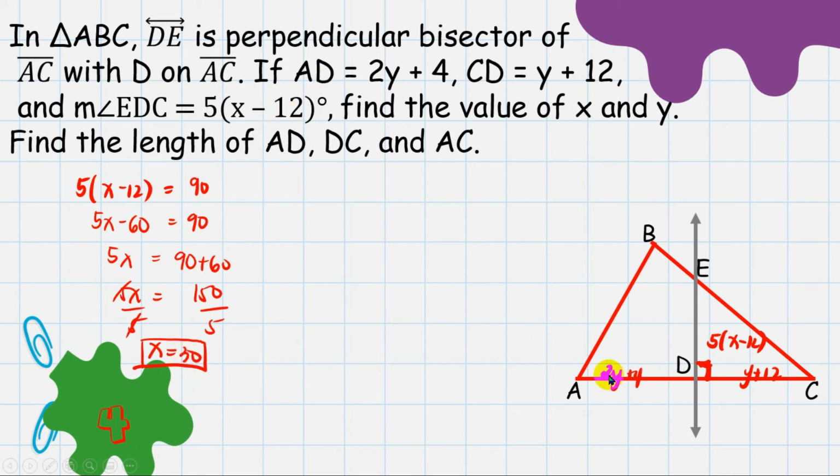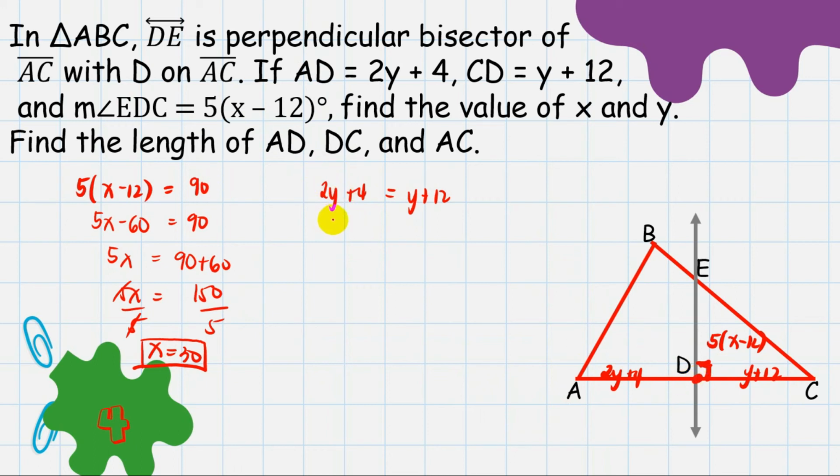Now, for the value of y, alin ang gagamitin nating information? So, meron tayo ditong 2y plus 4 and y plus 12. At anong masasabi natin dyan sa 2y plus 4 na yan at sa y plus 12? So, these two portions of this side are, okay, correct. Sila ay congruent. Bakit sila congruent? Kasi may midpoint po tayo na dinaanan noong perpendicular bisector at yun ay nandito sa point D. So, now they are equal.